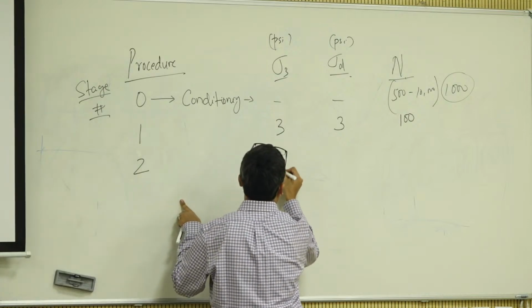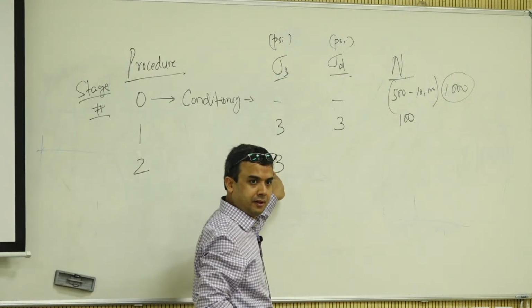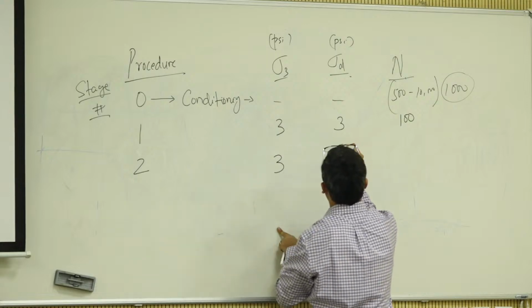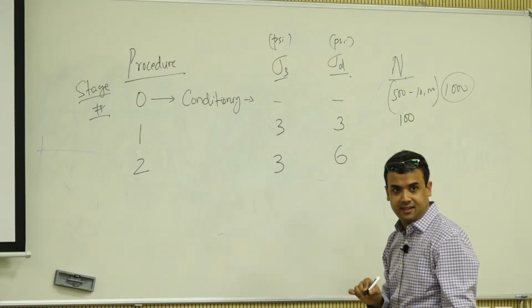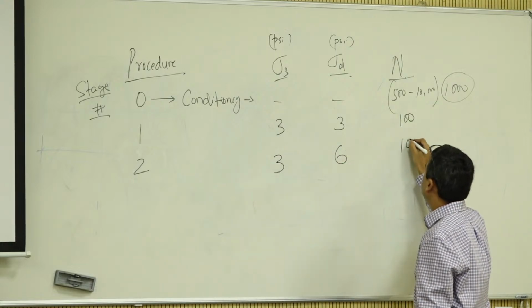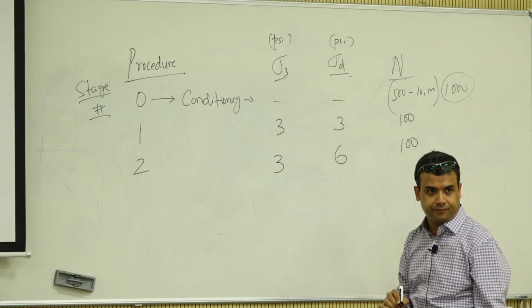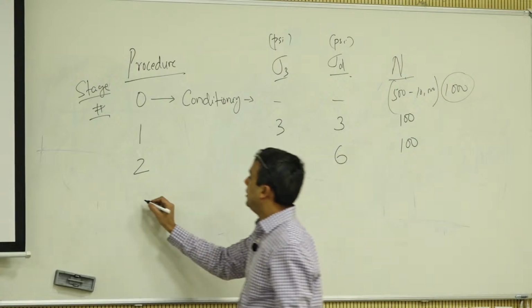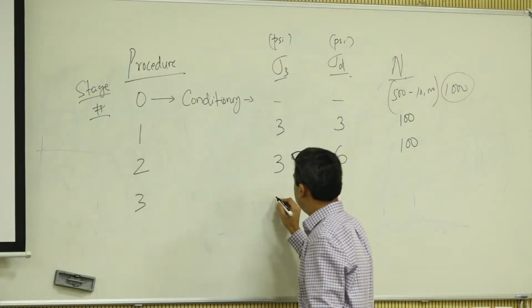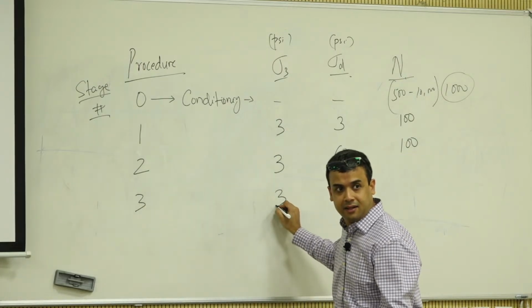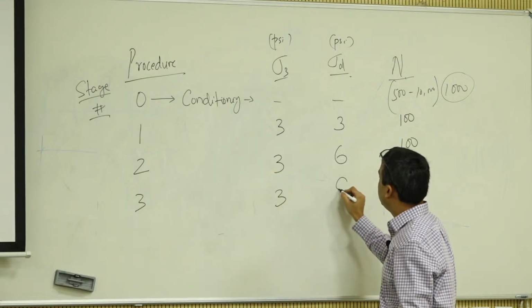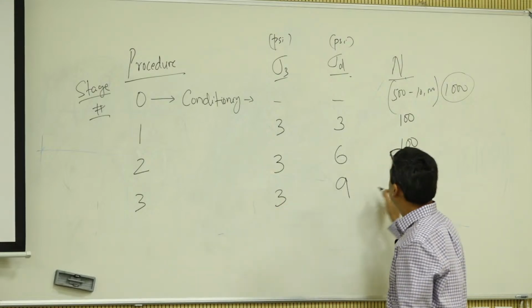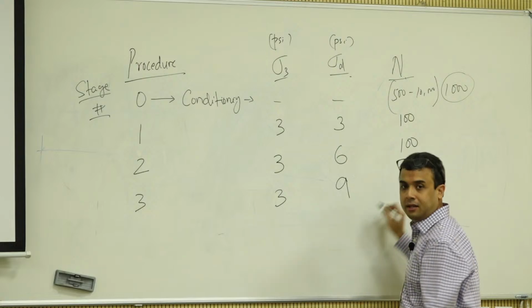Keep 3 psi, deviator goes to 6, again 100 cycles. Keep 3 psi, deviator goes to 9, again 100 cycles.